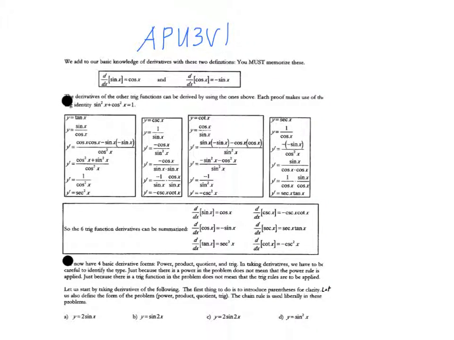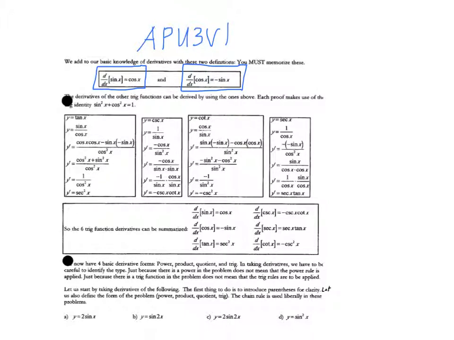Alrighty, to start Unit 3, we're going to be looking at finding the derivative of trig functions. So, if we were to look at a couple basic definitions here to start with, the derivative of the sine function is cosine, and the derivative of the cosine function is negative sine. Of course, you have to have these all memorized.